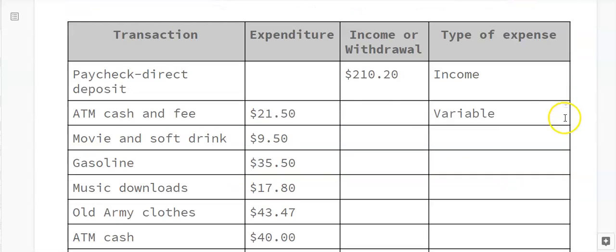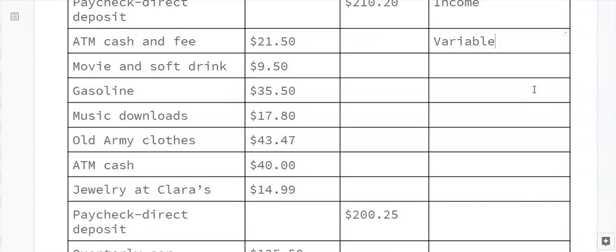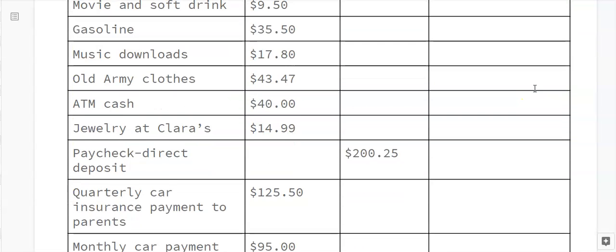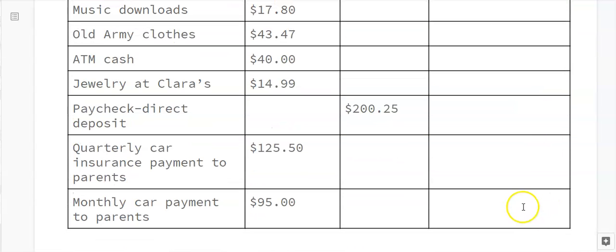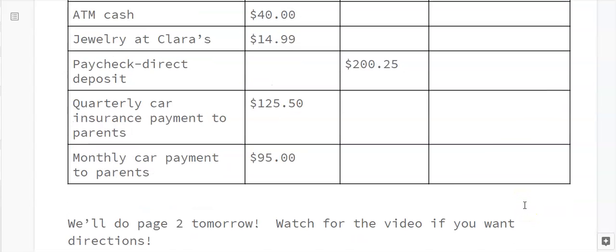So you go through and all you have to do is type in all these different expenses. Tell me what kind of expenses they are, all the way down to the bottom. And that's it. You will see that there is a page 2 to this assignment. If you really are excited about getting this done, you can go ahead and continue. Otherwise, you can wait until tomorrow and I will give you the link to the video.